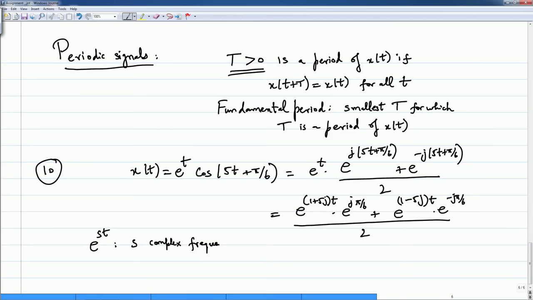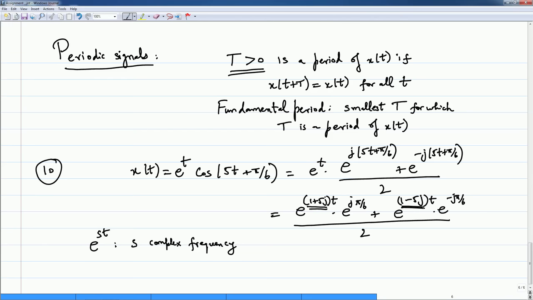That is all. It's like I said, a notational definition, and it doesn't have a physical meaning. Be very watchful of that. Okay. So, what are the e power st terms here where s is complex? You have a 1 plus 5j and a 1 minus 5j, and that's it. Those are the complex frequencies in this signal.